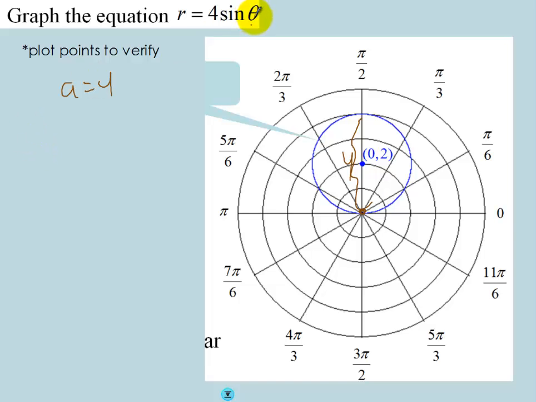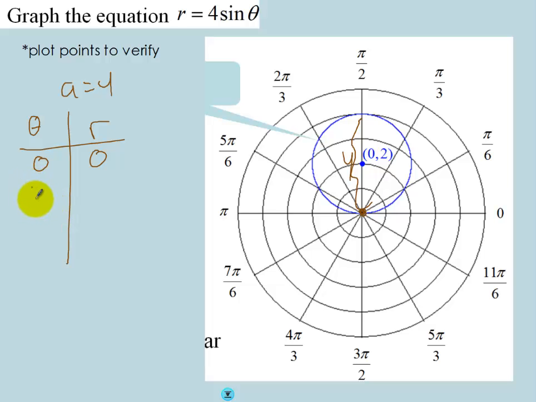Instead of doing an xy chart, we do a theta r chart. So you're plotting in values for theta. Do your easy ones from the unit circle. So 0. If you have 0 for theta, sine of 0, that's your y value, it's going to be 0. So 4 times 0 would be 0 for r, which makes sense. That's going to be at the origin.